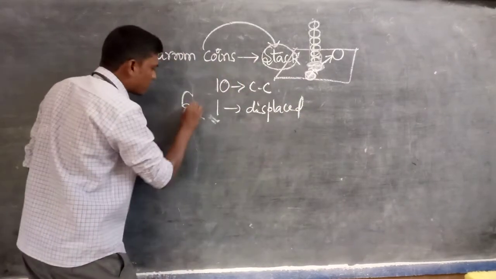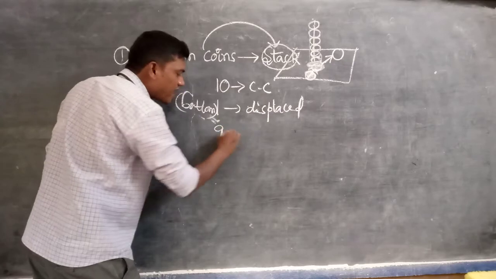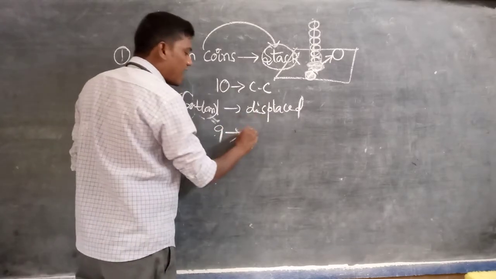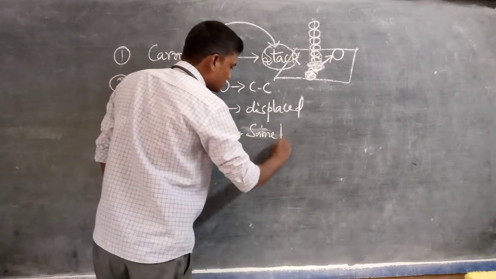One is nothing but which one? Bottom. The bottom of the coin is displaced. Remaining, how many are there? Nine coins are not displaced. They are in the same position.